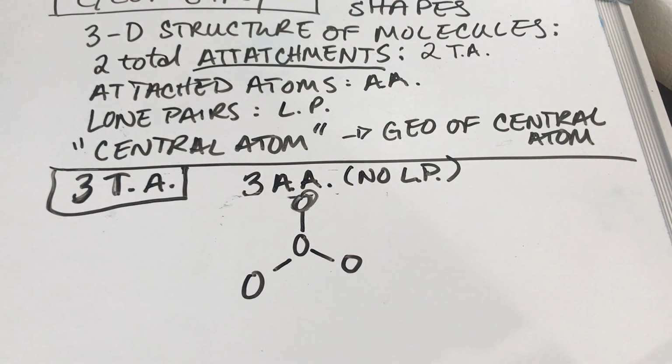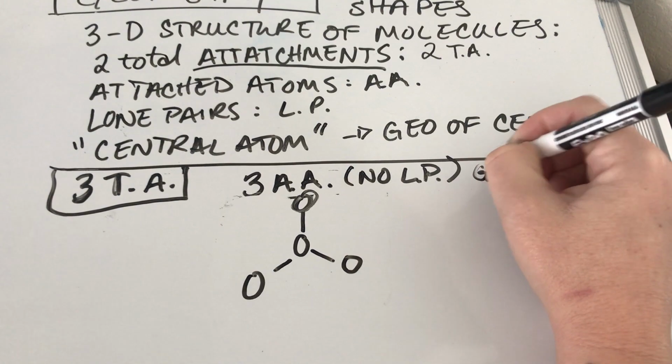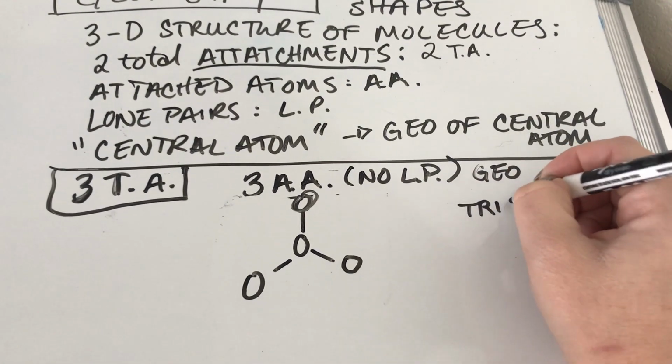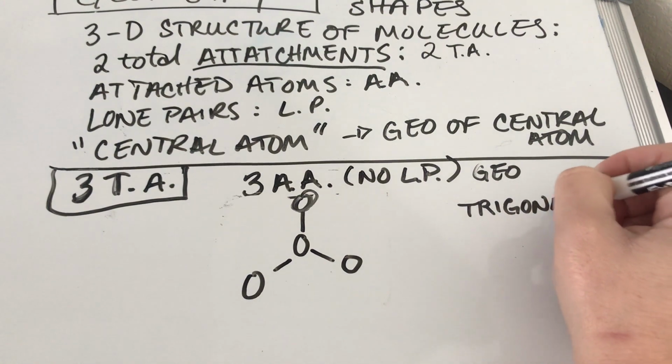So whenever you have 3 attached atoms, the geometry is called trigonal planar.